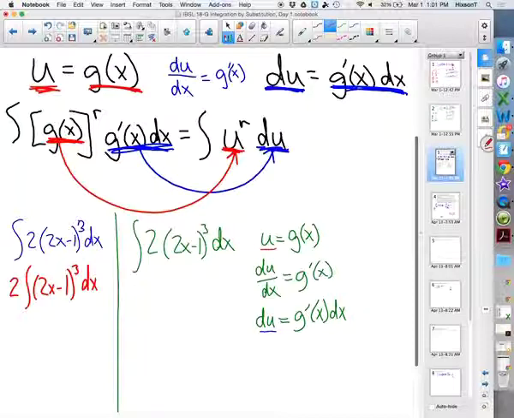And then how would I find the integral here of something cubed? You just multiply 2x minus 1 three times. We could FOIL the whole thing out, and then we'd have a polynomial and we could integrate each piece. I really don't want to do that.